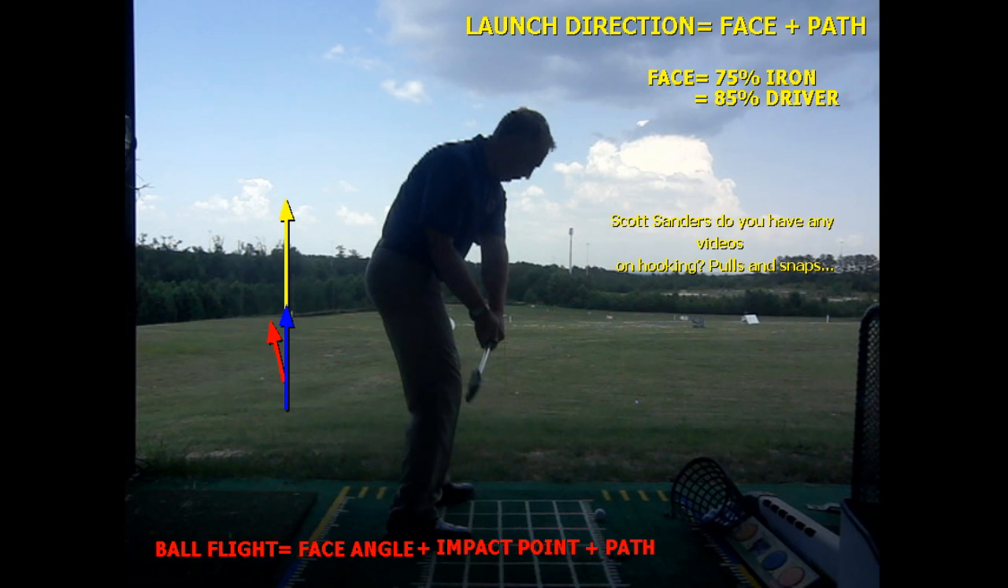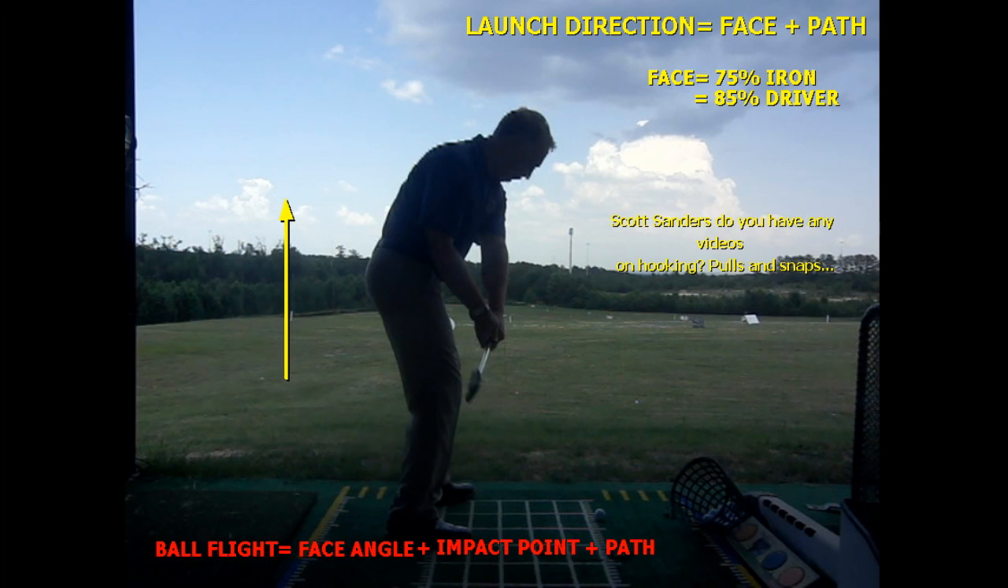Now, let's delete those. Let's go into a pull. So the first example will be more of a snap type situation, especially when you're hitting a less lofted club like a driver or a wood. Ball tends to side spin greater.